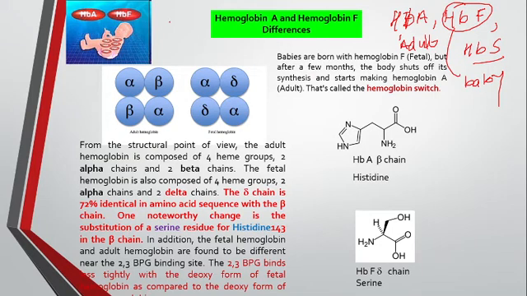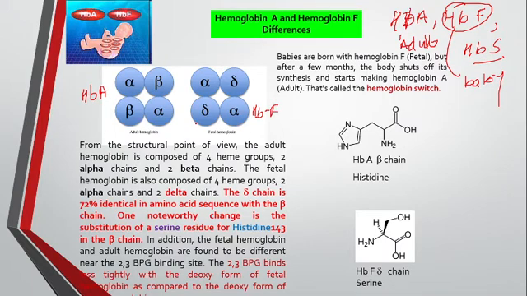Okay, here this is the structure of hemoglobin A, that is adult hemoglobin. This is called adult hemoglobin, that is hemoglobin A, and this is the structure of what? Hemoglobin F, which is present in the fetal. Fetal means the newborn baby, hemoglobin F. What is the difference between them?